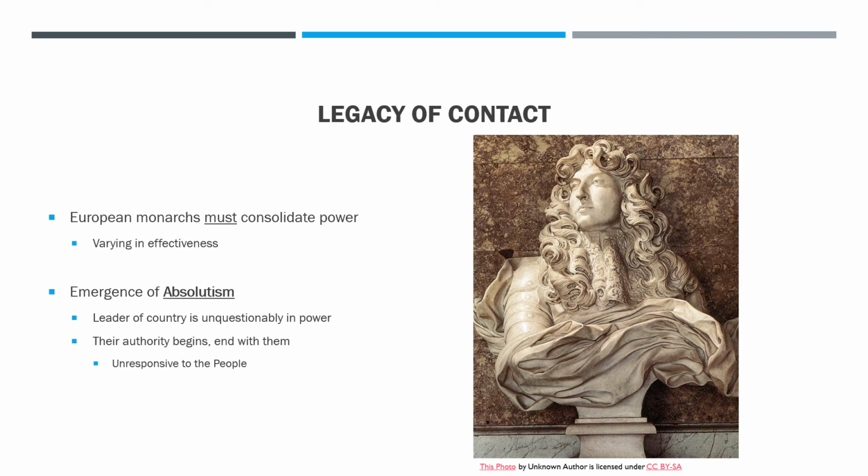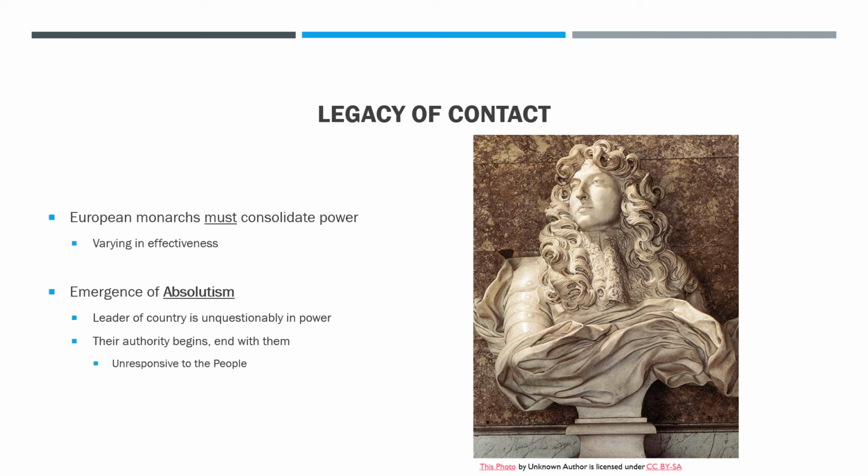So what is the legacy of this prolonged contact? Well, European monarchs absolutely must consolidate their power. Prior to this 1600s period into the 1700s period, kings were limited in the amount of power that they had. There were a lot of checks upon their power. One of the pioneers of what we will call absolutism, which I'll get to in just a second, is the French monarchy, particularly Louis XIII.